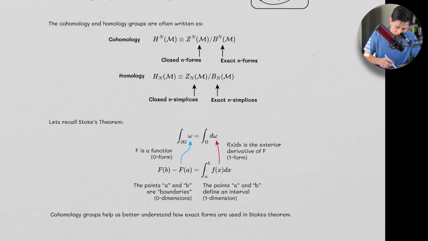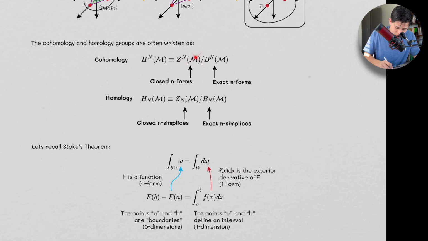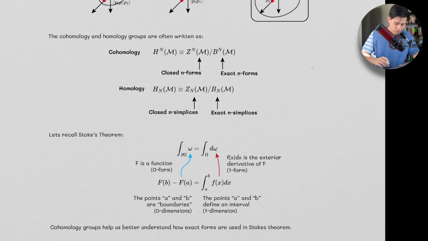So here we are. This is our summary, right? We have these things called closed forms. Those are the things that could be boundaries, but then we have exact forms. These are things that are exactly boundaries. We mod out the things that are exactly boundaries, and the result is something that is closed, but it's not trivial, right? We use superscripts and subscripts to distinguish between cohomology and homology, right? So similar to how we look at vectors and covectors, we're looking at cohomology and homology. That's just how mathematics goes. We have duals to everything in mathematics, right?